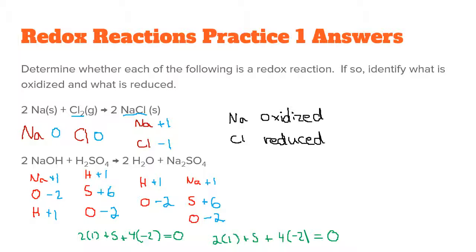Now we can see that none of these oxidation states have changed at all. Every element has the same oxidation state before and after, so we conclude that this is not a redox reaction. And if you notice, in fact, this is an acid-base neutralization reaction between a strong base and a strong acid. And in general, neutralization reactions and precipitation reactions are never going to be redox reactions.